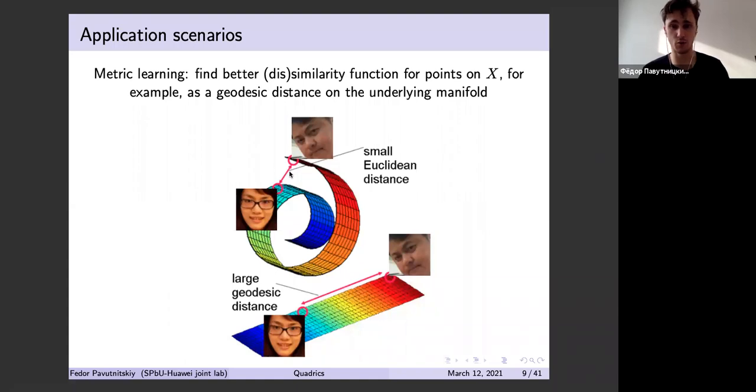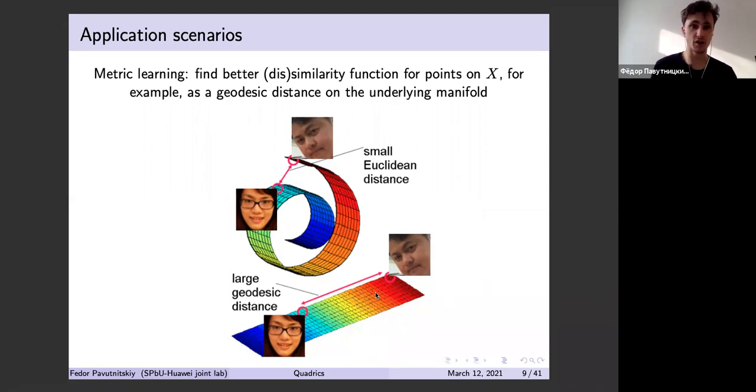So if we work with these points just as vectors, we see two vectors that are very close to each other, and we think, well, the images represented by these vectors are also quite close, which is not true. So in this case, it is better to use geometric distance on a manifold. In this picture, Euclidean distance is small, but geometric distance is quite large, which better represents our idea that the corresponding images are actually quite different.